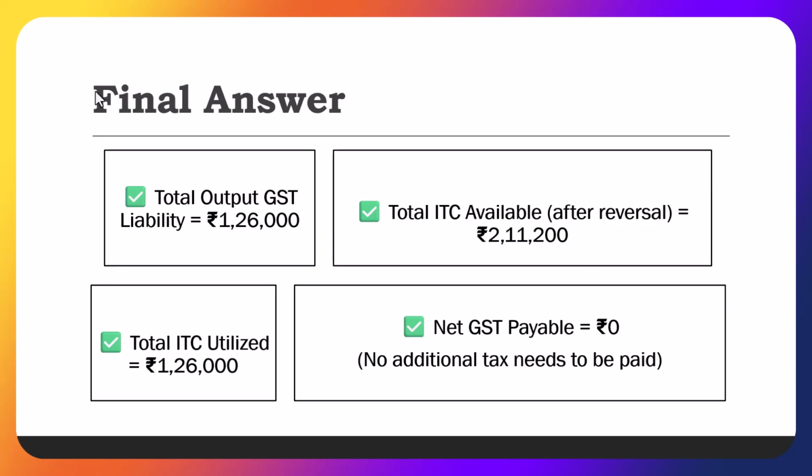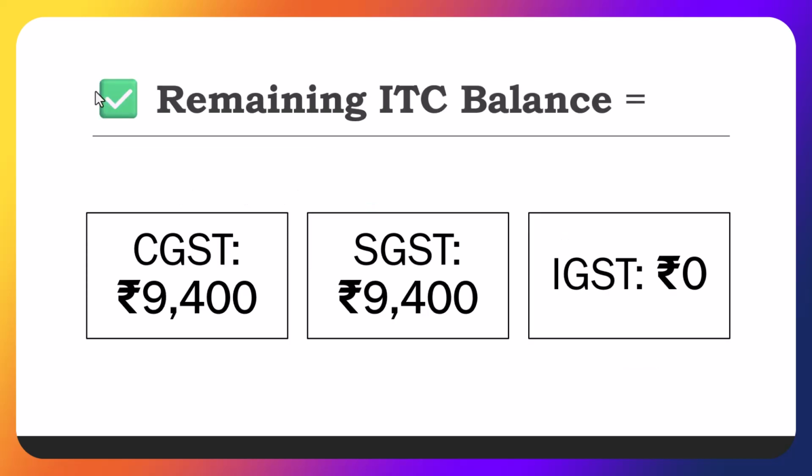So if you look at the final answer here, the total output liability was 1,26,000, whereas the ITC available on account of all three was 2,11,000. So utilize everything, and net GST payable is 0. That means he will be left with an ITC balance of 9,400 and 9,400, and IGST will be 0. Okay, fine. So is that clear to everyone?